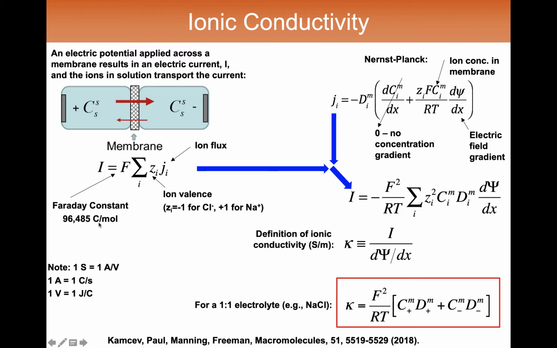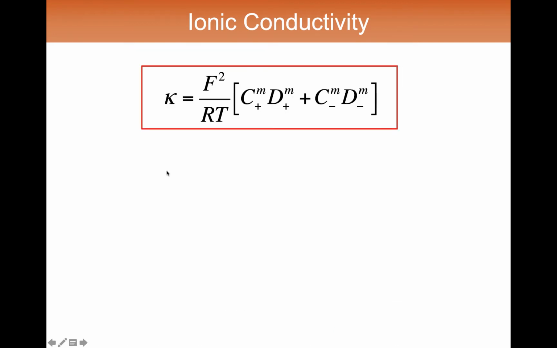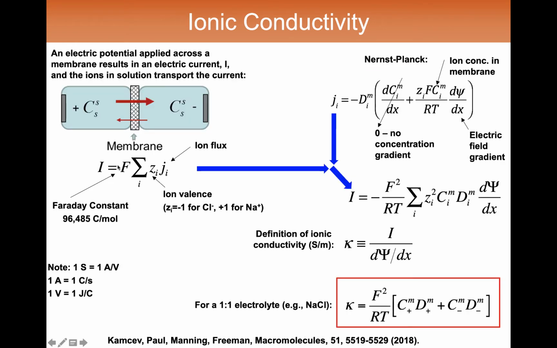That's the number of coulombs of charge that can be transmitted by a mole of ions. And then here is the flux of ions through the membrane, and that basically is telling us how many charges have to be moved to keep the sodium going in one direction and the chloride going in the other. And together that gives the current.